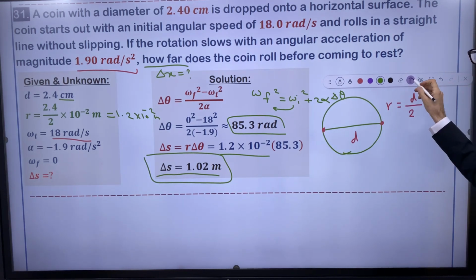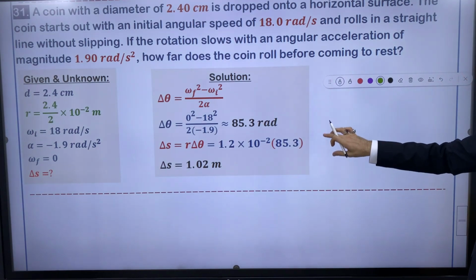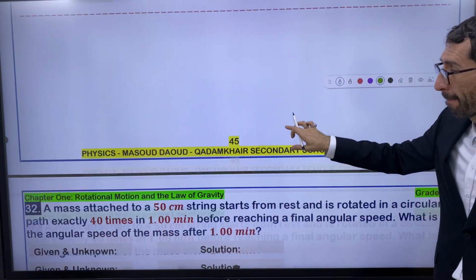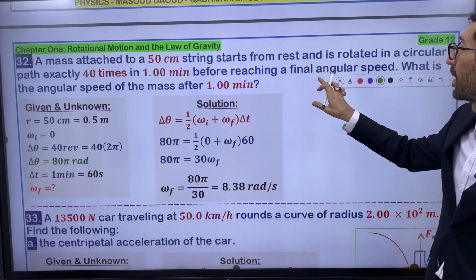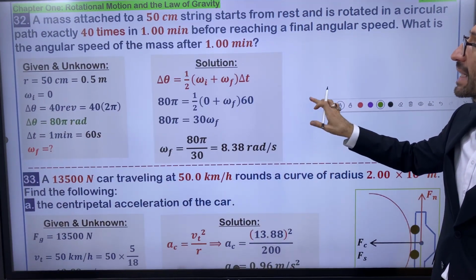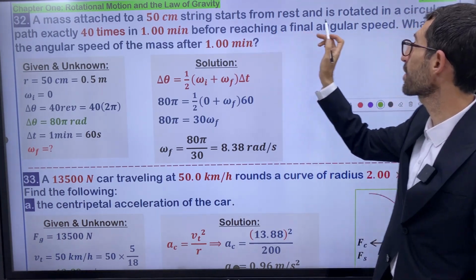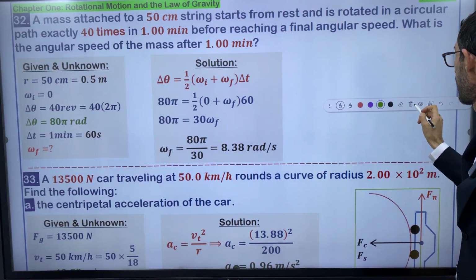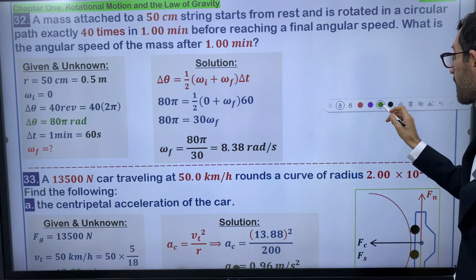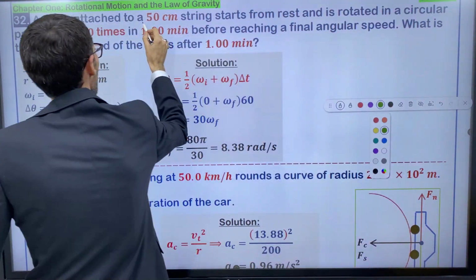Let's move on to question 32, right? Question 32. It's a problem as well. It says a mass attached to a 50 centimeter string starts from rest. Let me summarize the information.